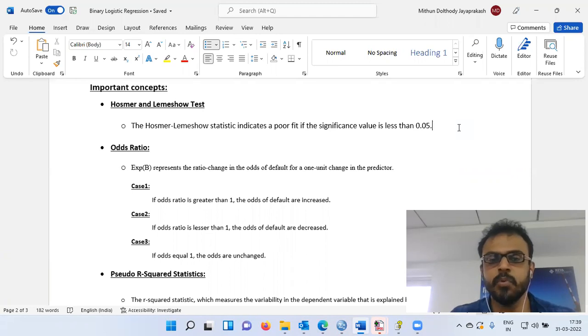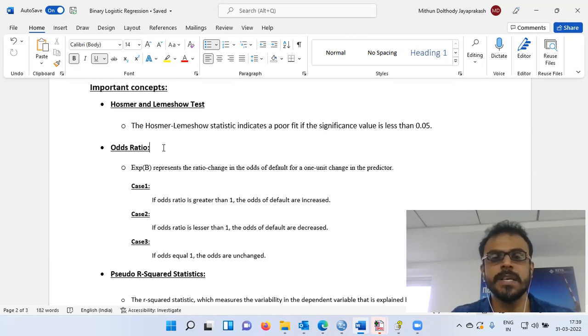The second important point here is about what is called the odds ratio. Now, in the case of linear regression, the beta coefficients are pretty straightforward to interpret. In the case of logistic regression model, it is not so easy for us to interpret the beta coefficients. This is where we look at the odds ratio. SPSS computes the exponential of beta, which is popularly referred to as odds ratio.